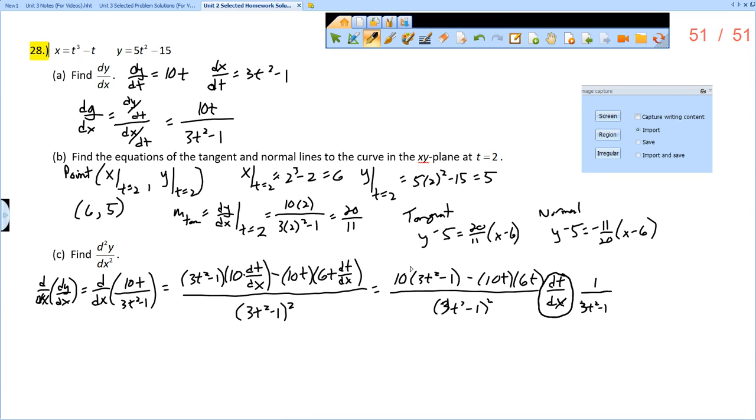And so if I simplify here, I get 30t squared minus 60t squared, so I get negative 30t squared, and then minus 10, and then all divided by 3t squared minus 1 cubed.